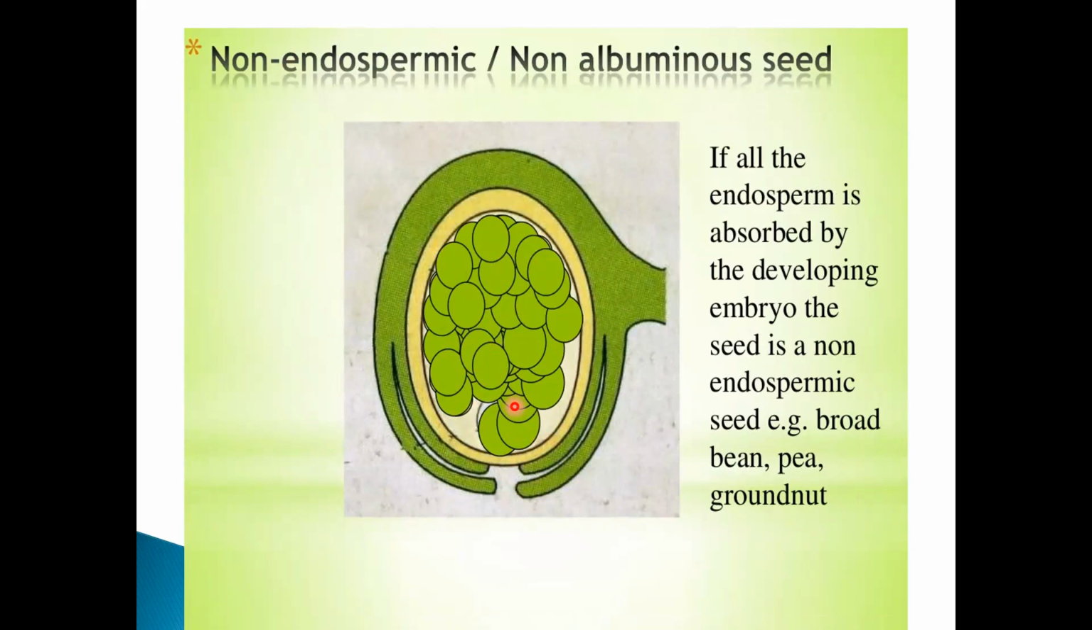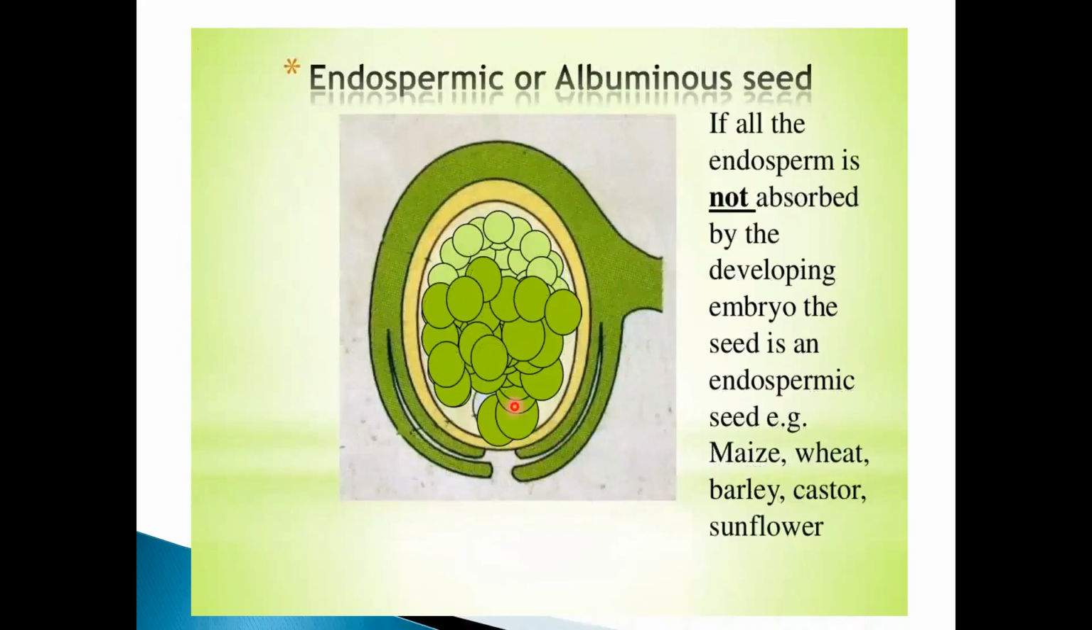only the remnants of the embryo, whereas here there are remnants of the endosperm as well. This light green thing you can see is the remnants of the endosperm as well. So if all the endosperm is not absorbed by the developing embryo, the seed is called an endospermic seed. Examples are maize, wheat, barley, castor, sunflower.